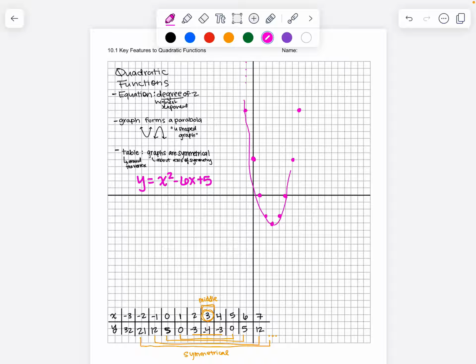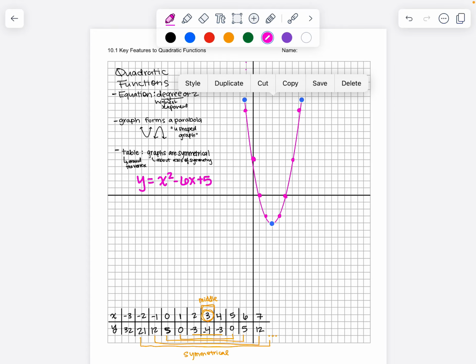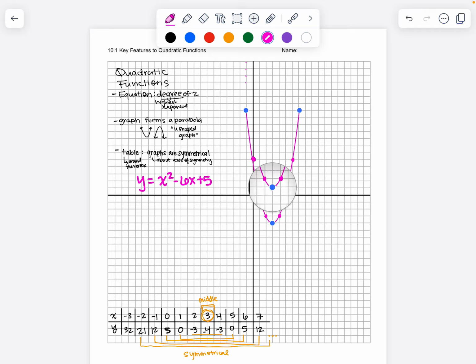And I'm going to connect my dots. You need to be very careful when you connect your dots. I'm going to use my quick tool here to show that it's going to keep going up and out. But we want to make sure that we can see this is, oops, going to keep going. So I'm going to extend it a little bit to show it does keep going.